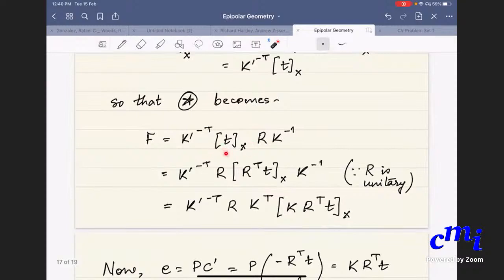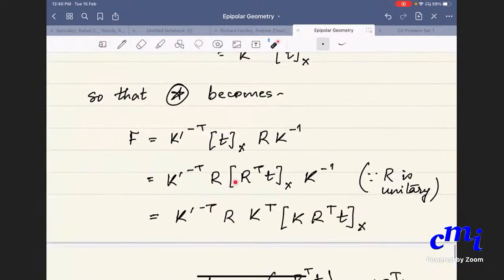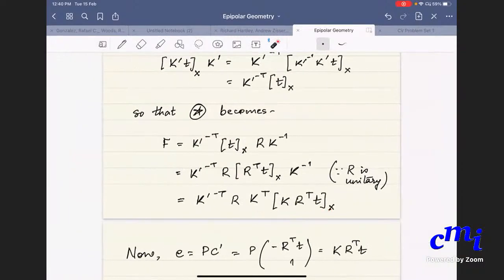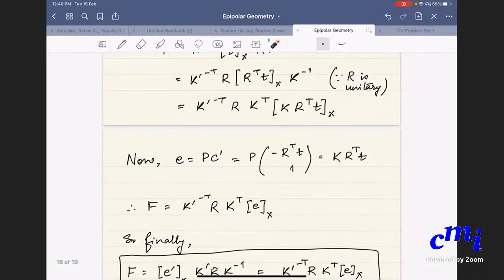Now this I want to move beyond R, so that will become like this. And now I want to move this matrix to the right of K inverse, and that will give me this last expression. Okay. And notice that E, the epipole in the first image, is P of C prime. C prime is the camera center of the second camera. The camera center of the second camera is the null vector of P prime, and we have seen earlier that the expression for that can be given this way.